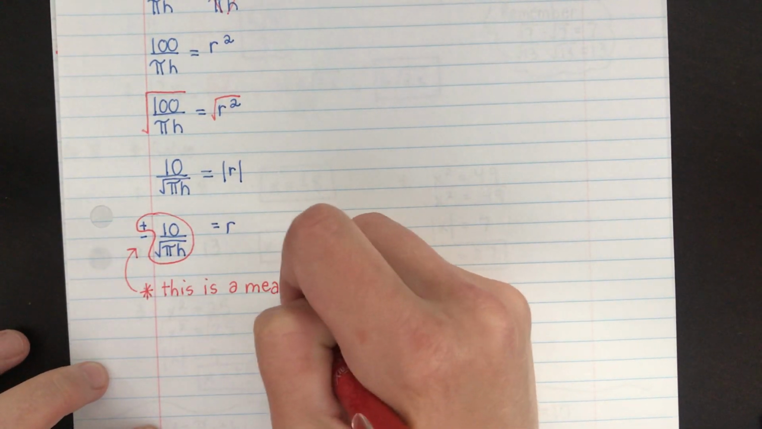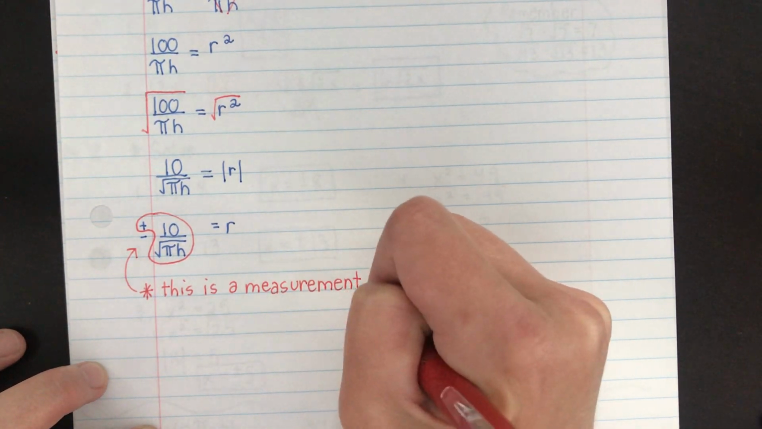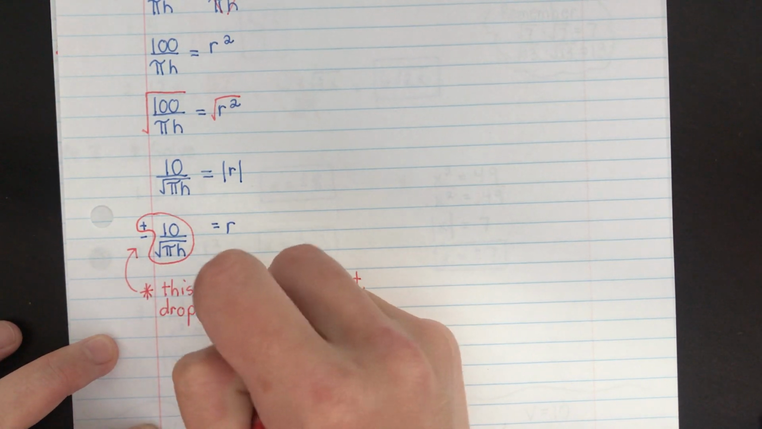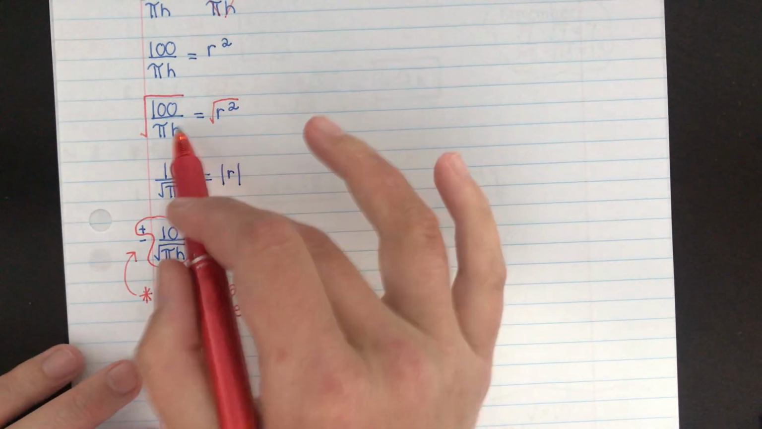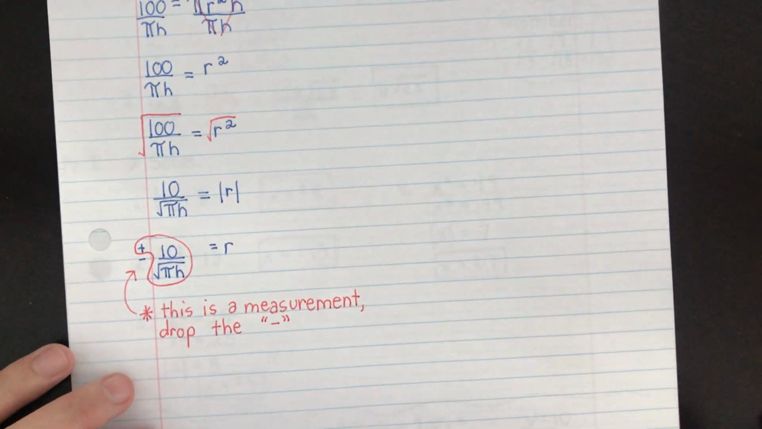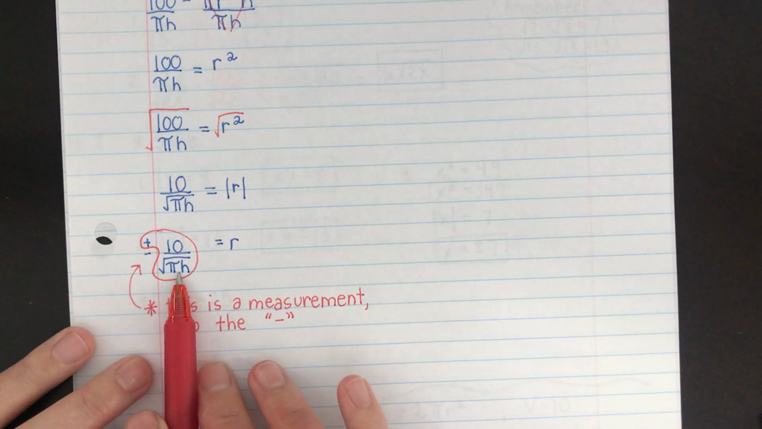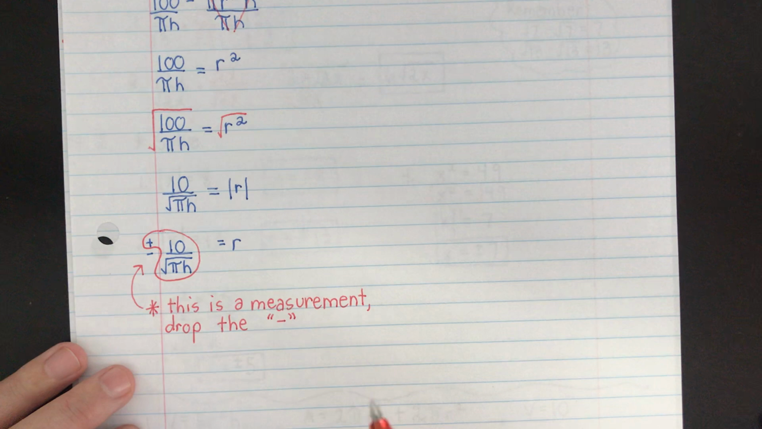R stands for radius. Okay, this is a measurement, so we will drop the minus. So your question to me is probably, oh, then do I have to show all this? Yes, you still have to show all that. Algebraically, that's correct. But since this is a measurement, we're only going to use the plus because it's not realistic to have a negative radius, okay? So that's our first note.